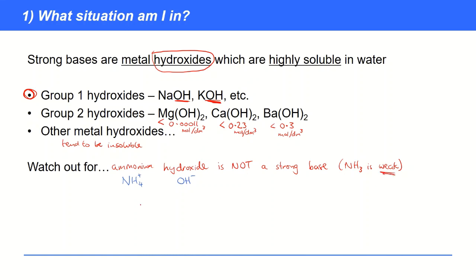Bottom line, if you're doing A-level chemistry, at the moment, at least with the OCR specification, which is what we teach, there's no requirement for weak bases. So if you see something that's got hydroxide in, and it asks you, it's going to be a strong base. But do be aware of ammonium hydroxide.